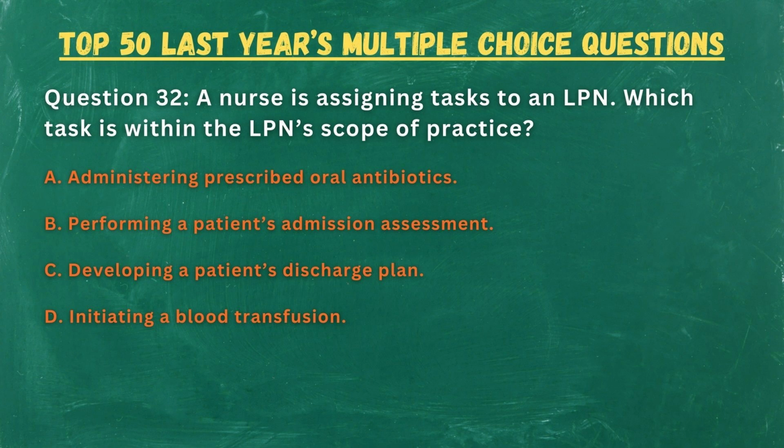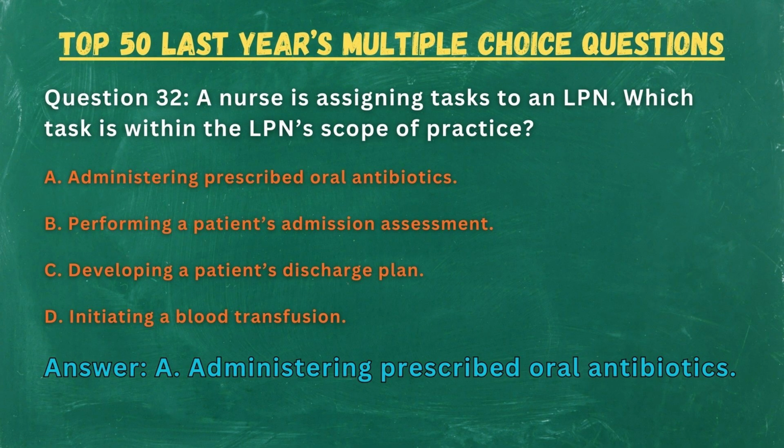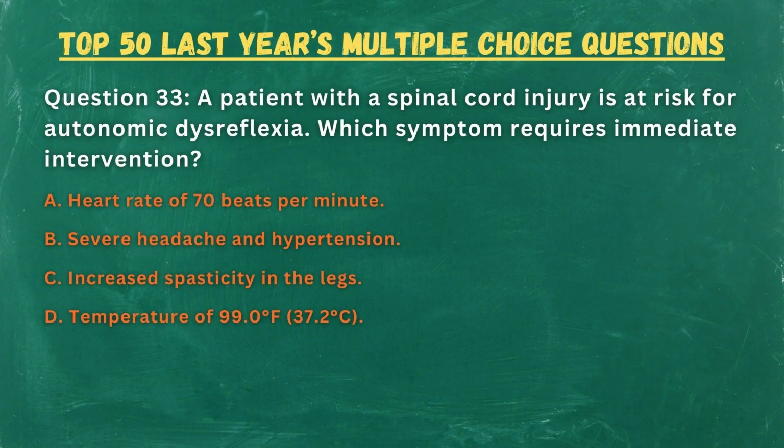B. Performing a patient's admission assessment. C. Developing a patient's discharge plan. D. Initiating a blood transfusion. Answer: A. Administering prescribed oral antibiotics. Question 33. A patient with a spinal cord injury is at risk for autonomic dysreflexia.